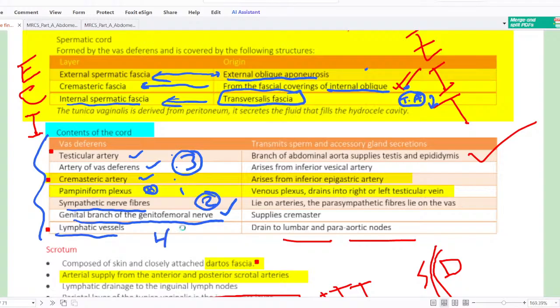Will anyone repeat? Three arteries: testicular artery, artery of vas deferens, cremasteric artery. Vein: pampiniform plexus. Two nerves: sympathetic nerve fibers, and the genital branch of the genitofemoral nerve. And lymphatic vessels.